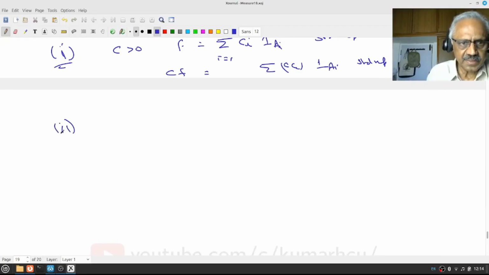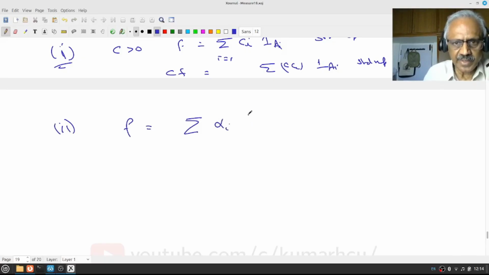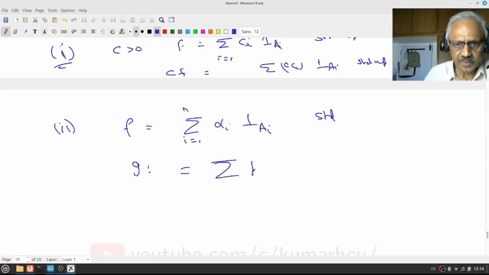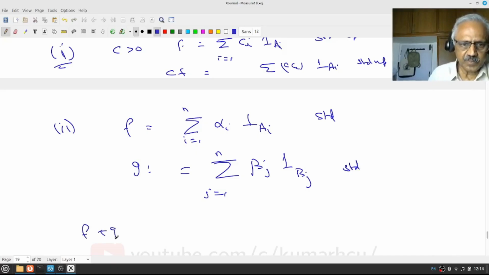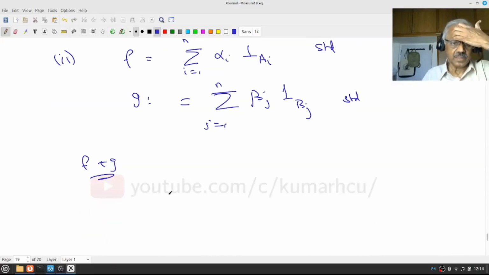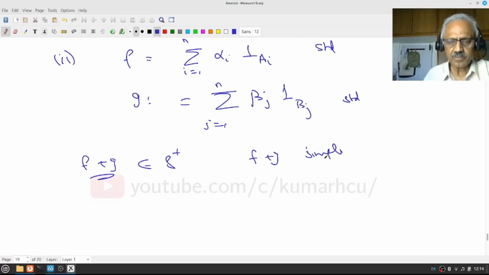And the second thing is the very interesting one. Suppose F equals the sum of alpha_i times the indicator of A_i, i equal to 1 to N, the standard representation. G equals the sum of beta_j times the indicator function of B_j, j equal to 1 to N. This is also a standard representation. Assume these are all in S plus. Then F plus G will also be simple, because as you had already observed, if F and G are simple, F plus G is simple. This we already observed, whether negative, non-negative, anything.